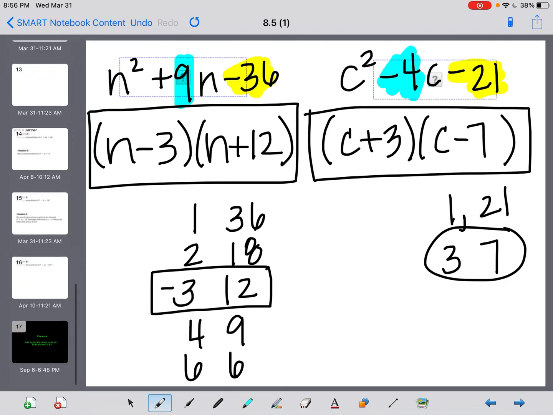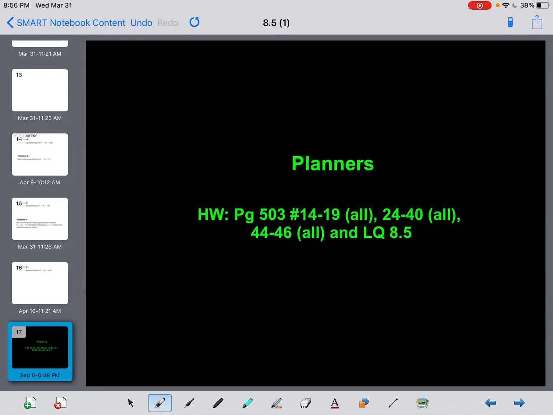All right, so that's all we're going to practice today for factoring. Your full assignment is on page 503, numbers 14 through 19, and then 24 through 40, and 44 through 46, and then, of course, whatever.